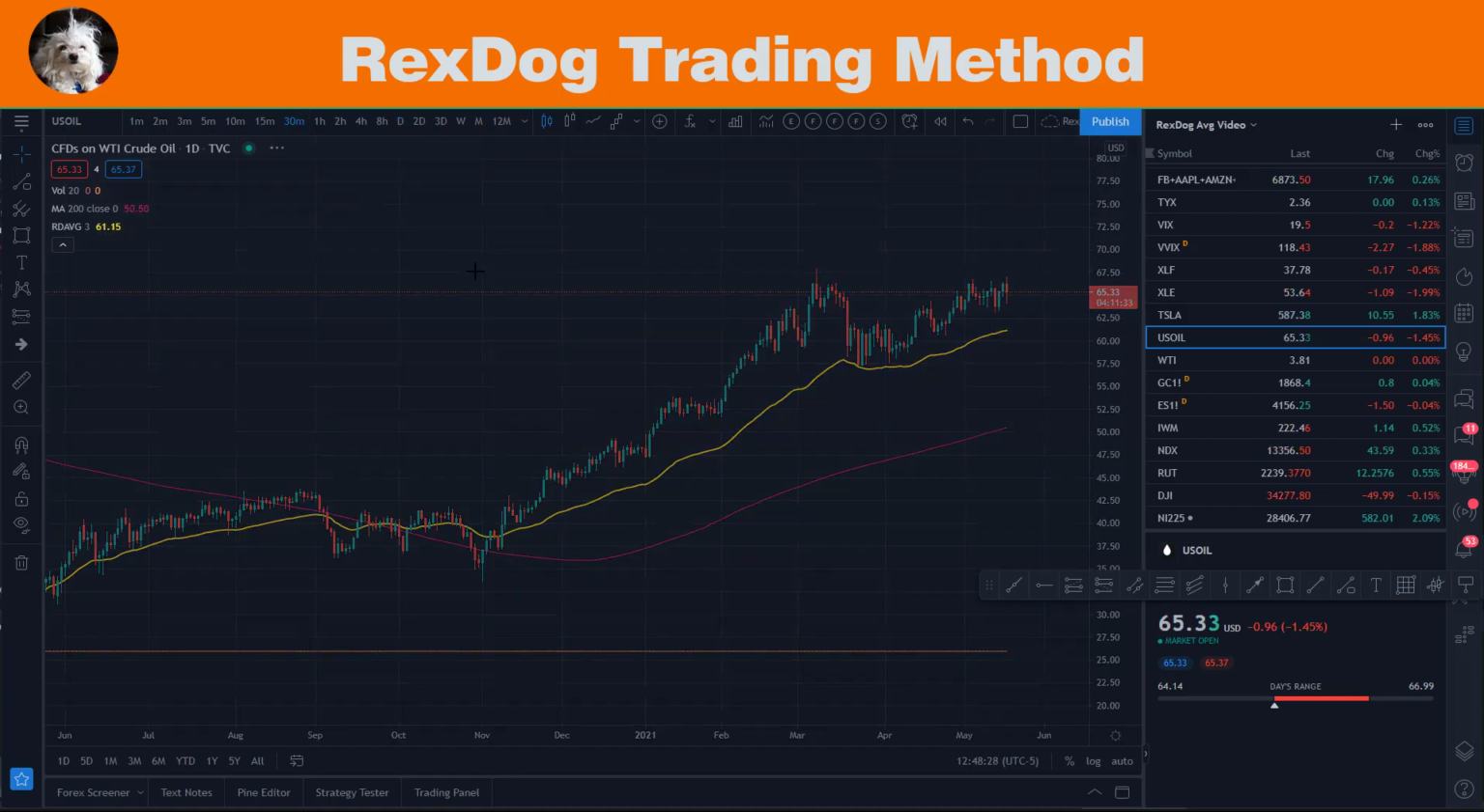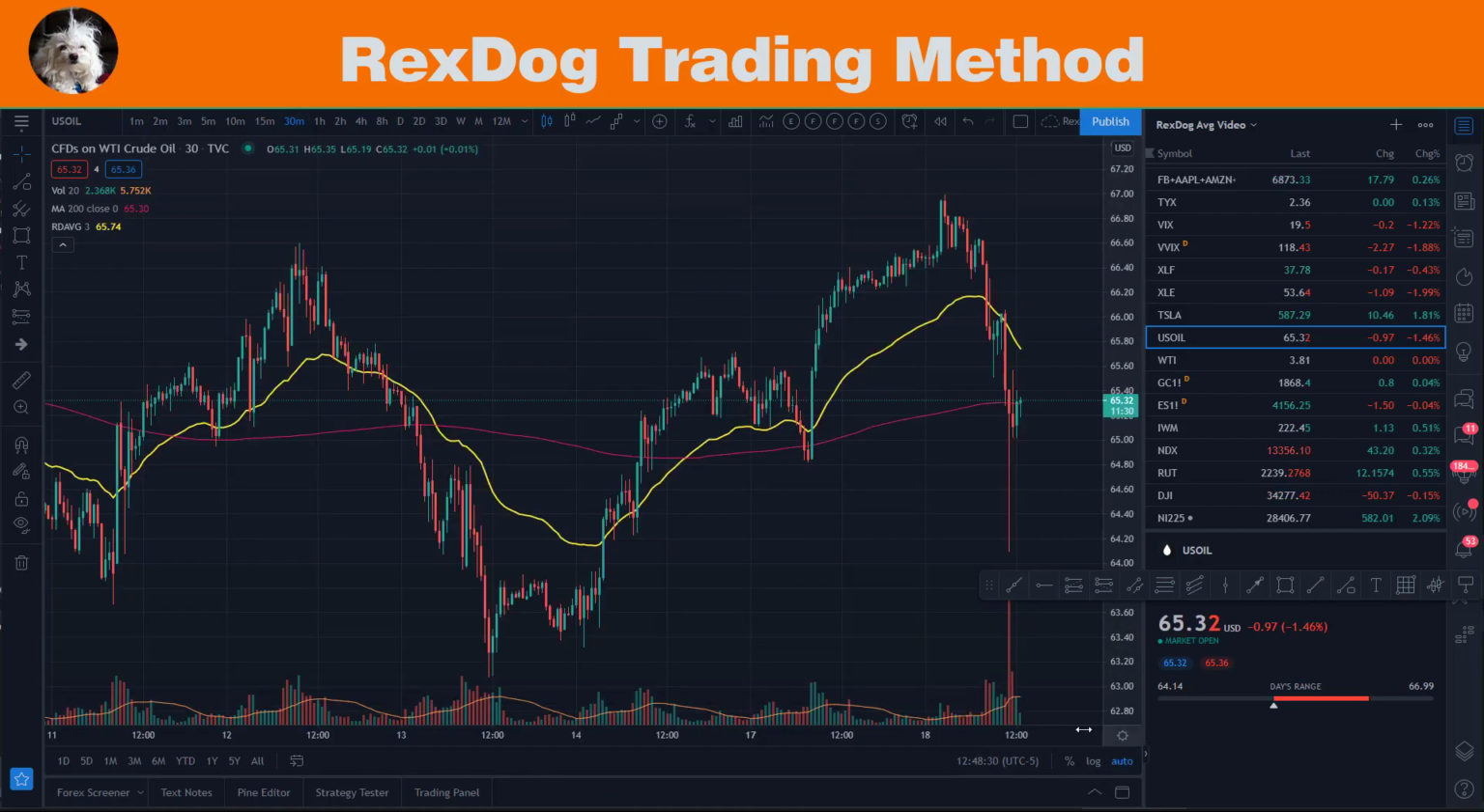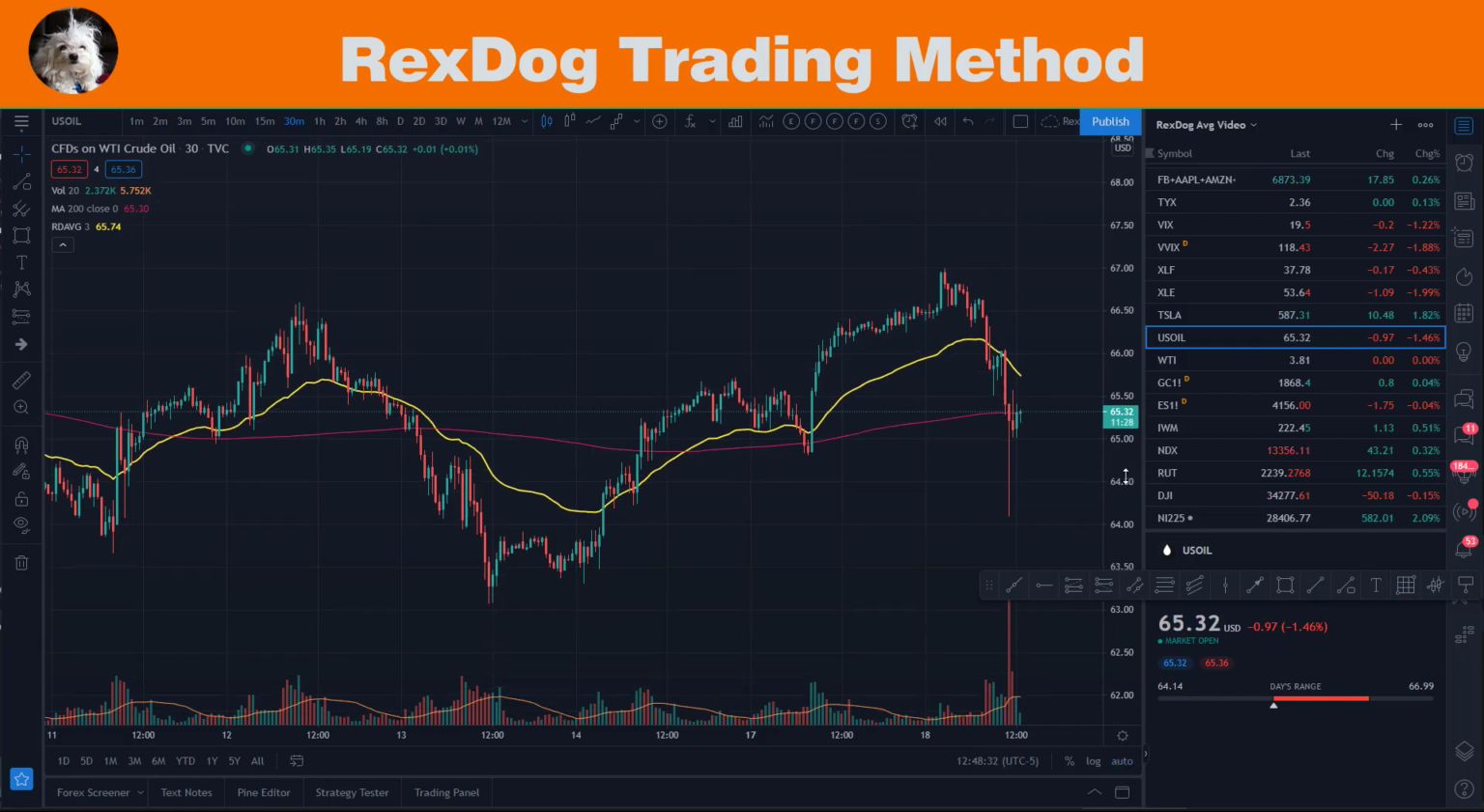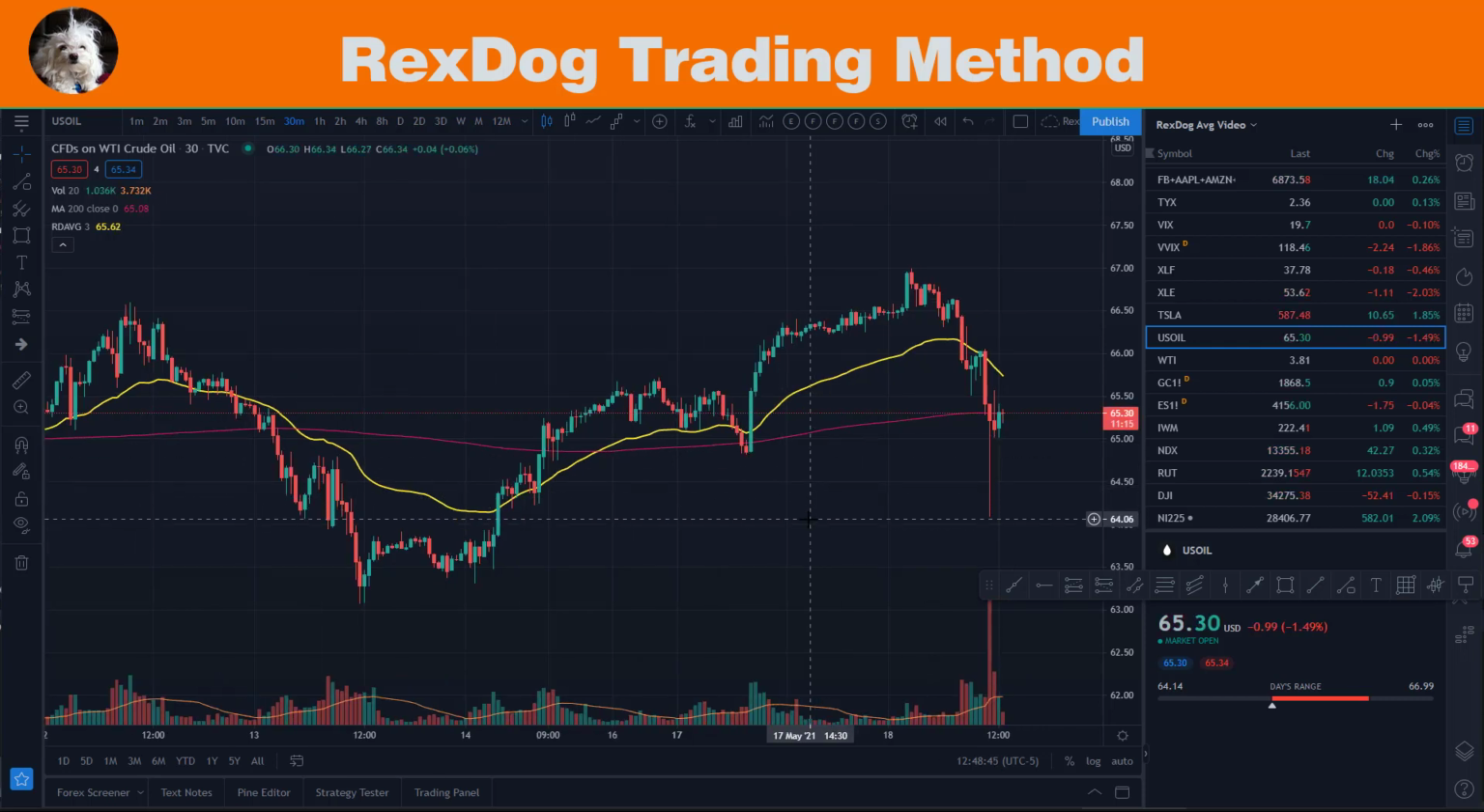Now in the 30-minute structure time frame, this is another one where I do trade oil futures, and as the overall bias is long, then for my momentum trades I'm looking for an "I should pay attention" type of candle. This is an "I should pay attention" type of candle right there, especially when it rips through the RexDog average. So then I went long, and I was long.